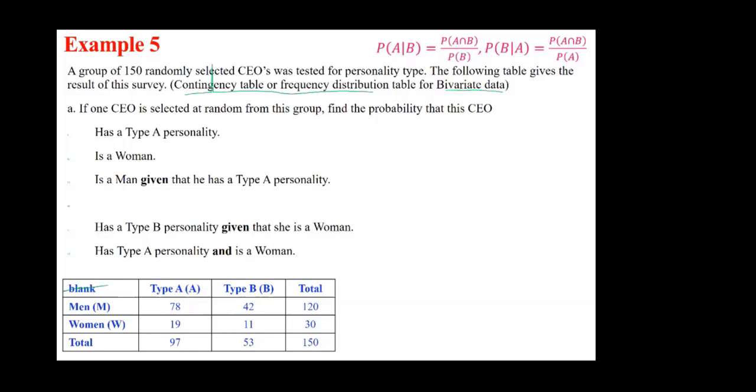When we look at rows, men: type A, 78 of them, type B, 42 of them, and we have a total of 120. Women, we have 19 type A, 11 type B, total of 30. And that gives us a total of 150 CEOs. But if you look at the type A column, we have 78 men, 19 women, total of 97. Type B, 42 men, 11 women, total of 53. So that is understanding the table.